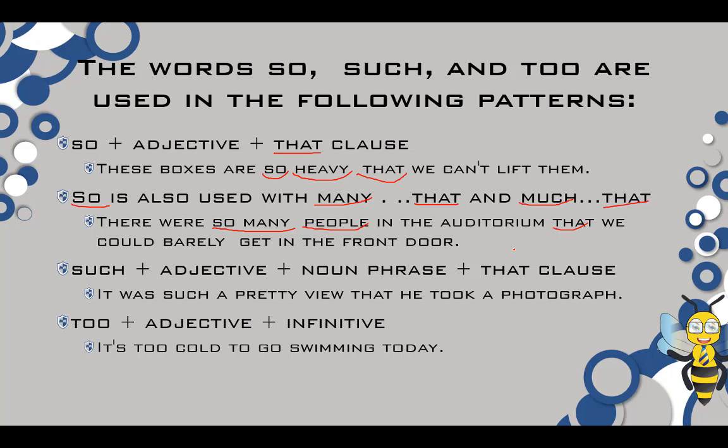Now, how do we use the word such? We say such plus adjective plus a noun phrase plus a that clause. If you compare this pattern with the first one, you will see that the difference is a noun phrase. Here we have so, adjective, that clause. With such, we have such, adjective, noun phrase, that clause. For example, it was such a pretty view that he took a photograph. We have such a pretty view, which is the noun phrase, and that he took a photograph is the that clause.